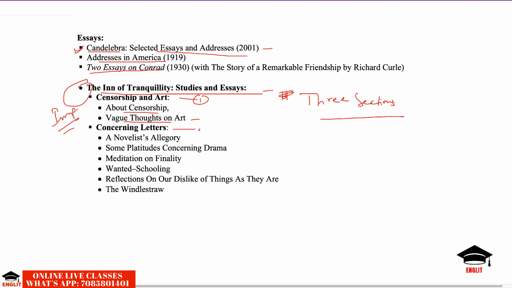Then the second section is concerning letters. Here we also have some critical pieces like a novelist's allegory, some platitudes concerning drama. ये बहुत important है. About the play, the form of play, the characters, the plot, the story. इन सब के बारे में some platitudes concerning drama में आपको बहुत सारा मिल जाएगा. और अगर कहीं पूछा जाता है कोई कोटेशन ड्रामा को लेकर के, कैरेक्टर को लेकर के, प्लॉट को लेकर के, so possibly the quotation is from this essay only.